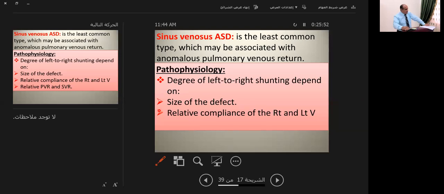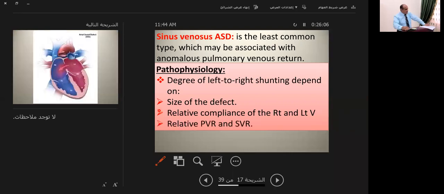إذا الكومبلاينس قليلة أكيد راح يكون الاماونت اوف ذا بلاد الداخلة للليفت اتريوم قليلة، فالشيفتنج ثرو ذا ASD will be decreased. وعندنا قلنا pulmonary vascular resistance and systemic vascular resistance هذا the main factor which is effect. فكل ما تقل البلمونري vascular resistance الشنت through the defect will be increased، وكل ما تزداد البلمونري vascular resistance الشنت will be limited.